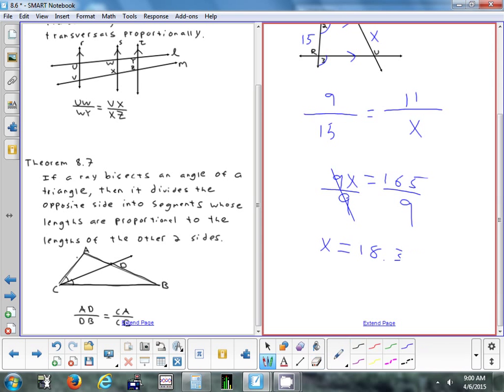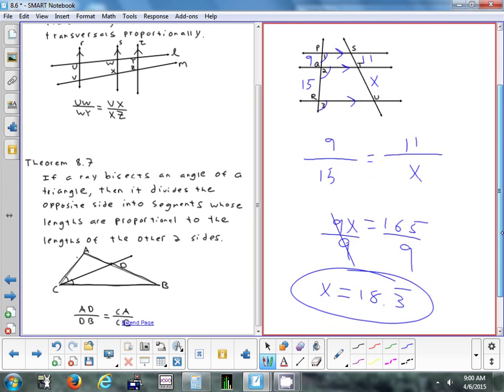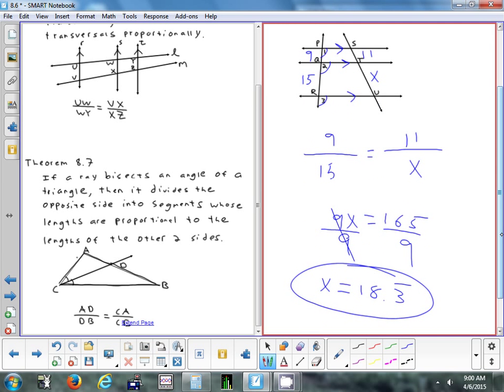I'll write it like this: 18.3 repeating. Or you could write 18 and 1/3. That'd be okay too. Any question on that? All right, so the whole key is figuring out these lines are parallel. If you can't do that, you can't use that theorem. All right.